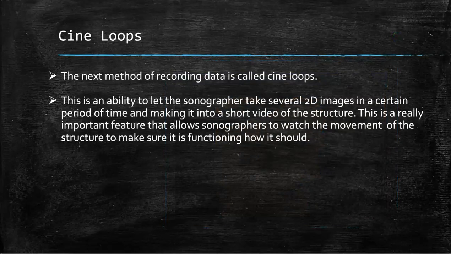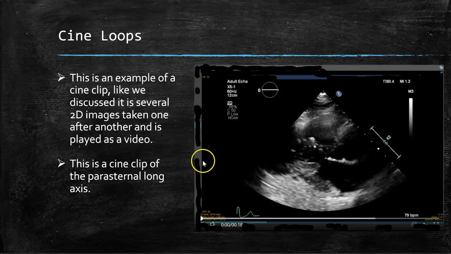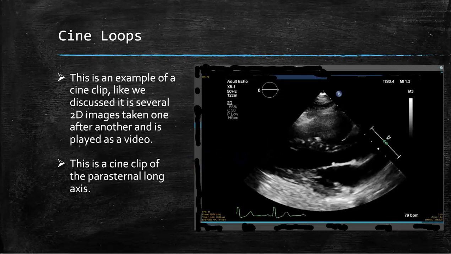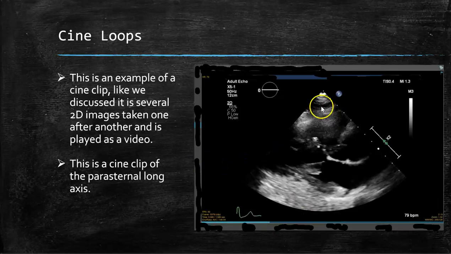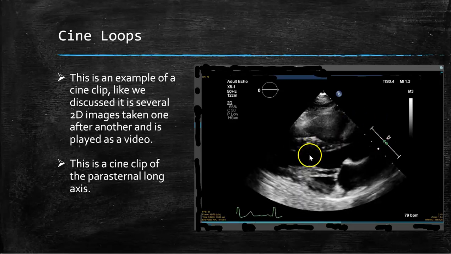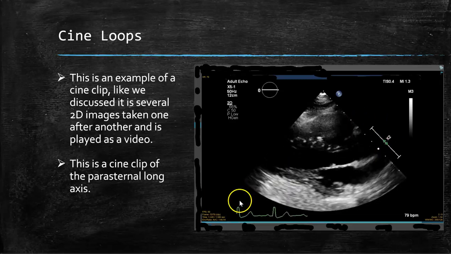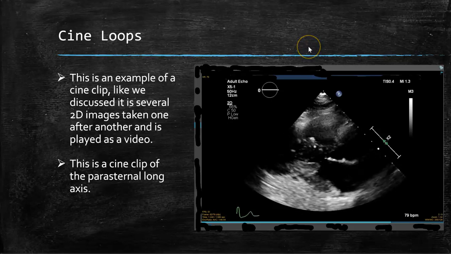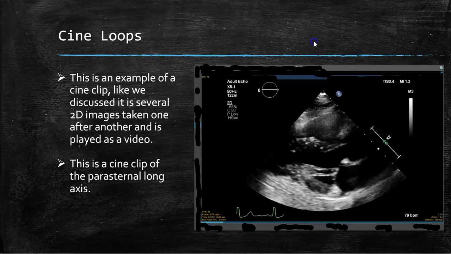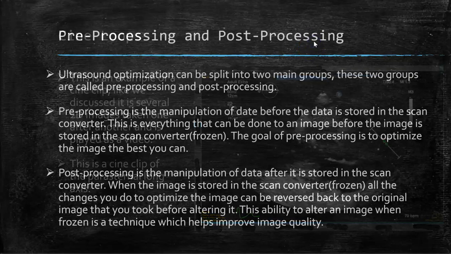Cine loops. This is an ability to let the sonographer take several 2D images in a certain period of time and make it into a short video of the structure. So right here is an example of a cine loop of the parasternal long axis of the heart. It's taking those 2D images and turning them into a little video.